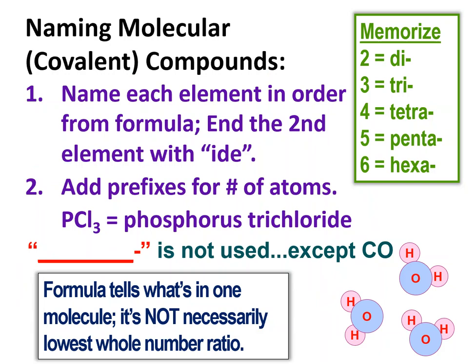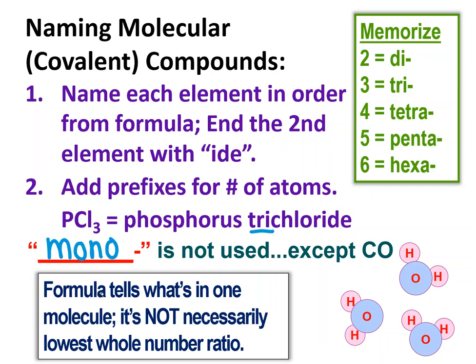Naming these is really easy. You just look at the formula and then you use these prefixes to say how many. For example, PCl3 is phosphorus trichloride. Notice that I don't use mono. The exception we make is for carbon monoxide because it was such a well-known compound before they changed the system.